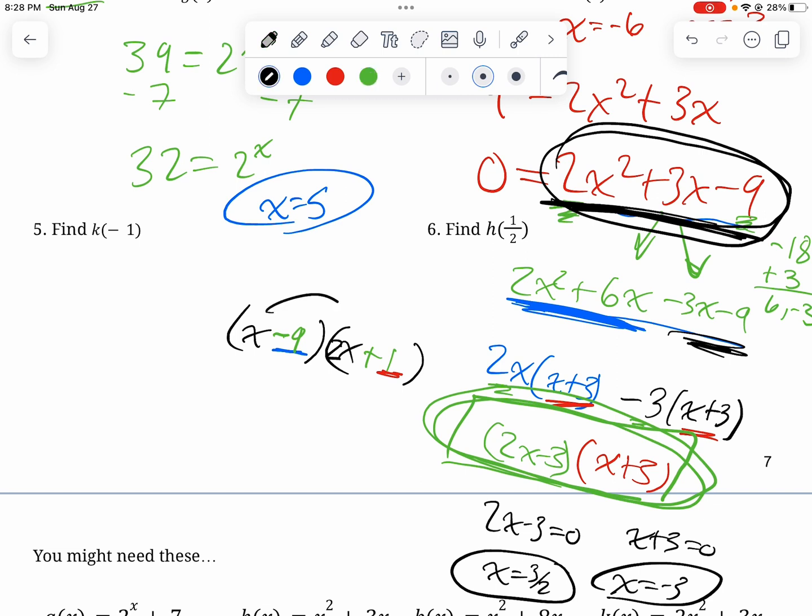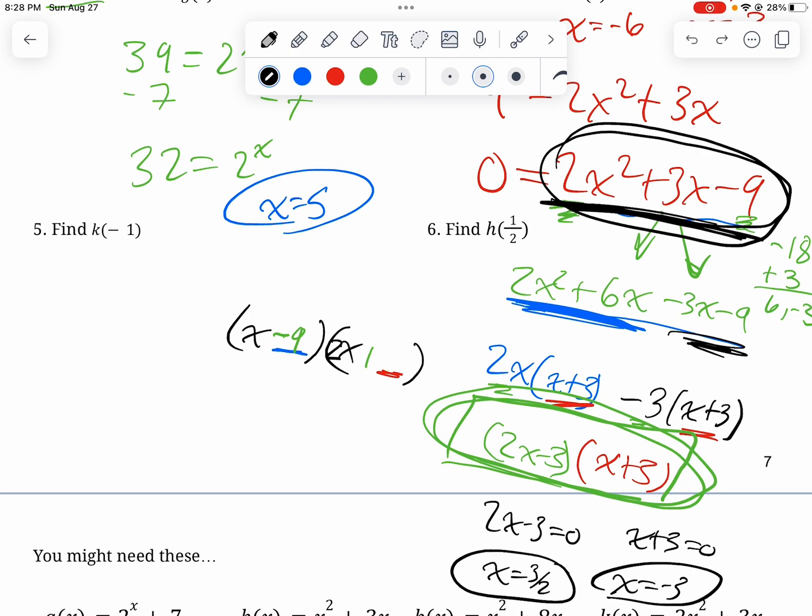If you think about distributing, I know the first 2 give me 2x squared, so that part's right. And I know the last 2 give me negative 9, so that part's right. So really all you have to check is that the inner and the outer give me the 3x. Negative 9 times 2x is negative 18x. 1 times x is x. Negative 18x plus 1x is not 3x. No. So then I go back to the drawing table.